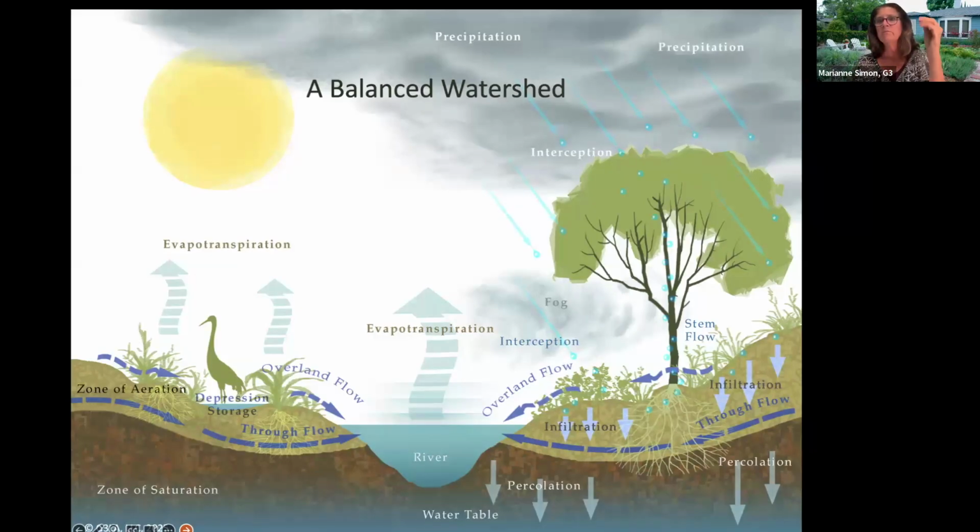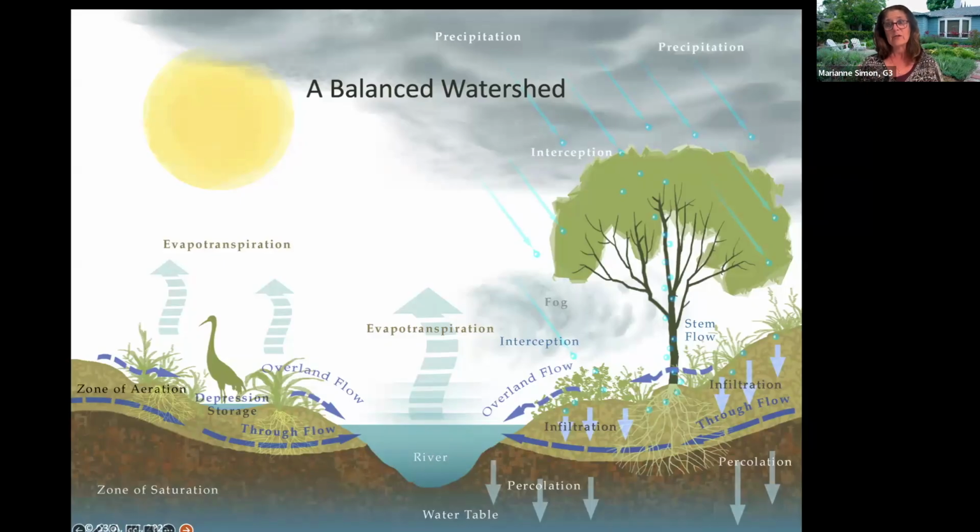You've got precipitation. That precipitation is slowed by the plants. As it makes its way to the ground, it flows overland. Some of it makes its way into a body of water. In this case, it's a river. But some of that water actually will percolate into the soil. And as it does so, it is cleaned and filtered by plant roots and by biology that is in the soil.